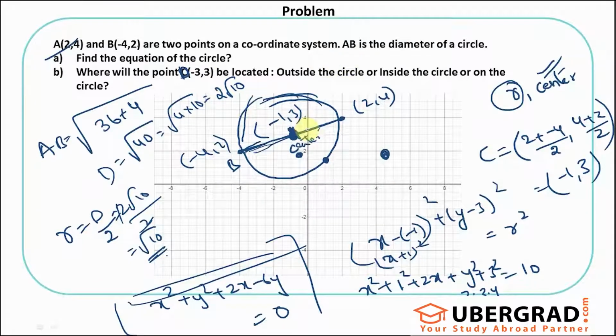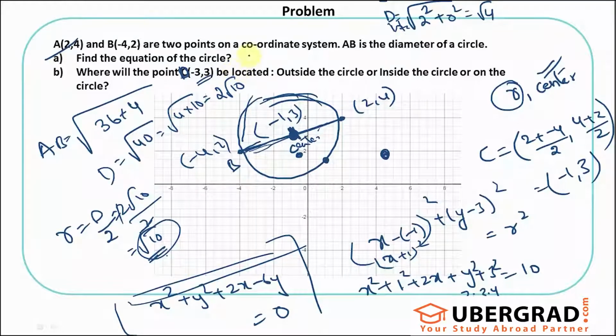What am I talking about? What is the center? Minus 1 comma 3. See the distance between minus 3 comma 3 and minus 1 comma 3. The distance is the square root of (x2 minus x1) is 2 squared plus (y2 minus y1) is 0 squared, that is square root of 4. That is the distance, right? What is the radius? Root 10. Which is greater? The radius is greater. So obviously this point is inside the circle. That's what it means, right?